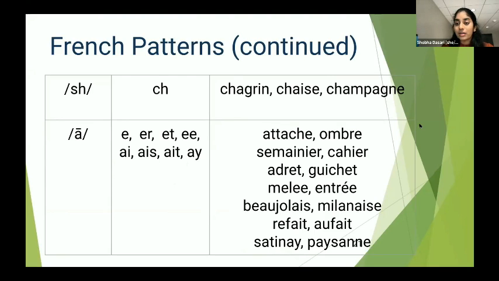And I think the question that will come up here is, how do you tell all of this apart? It is definitely difficult. It's one of the hardest parts of French, understanding this sound.